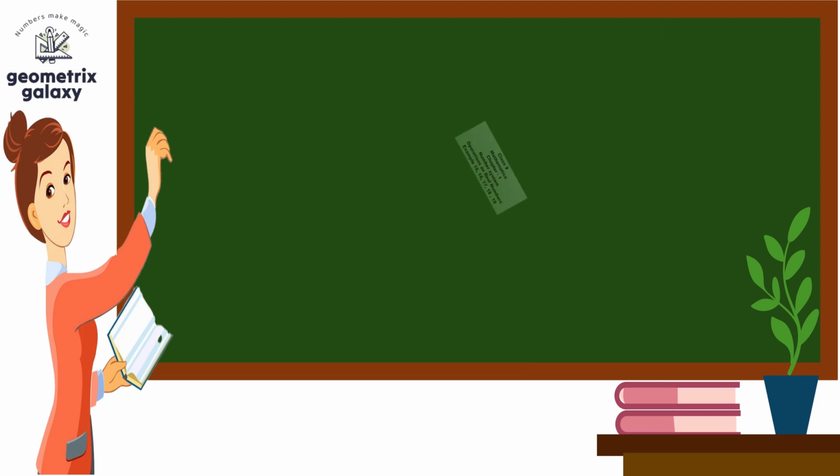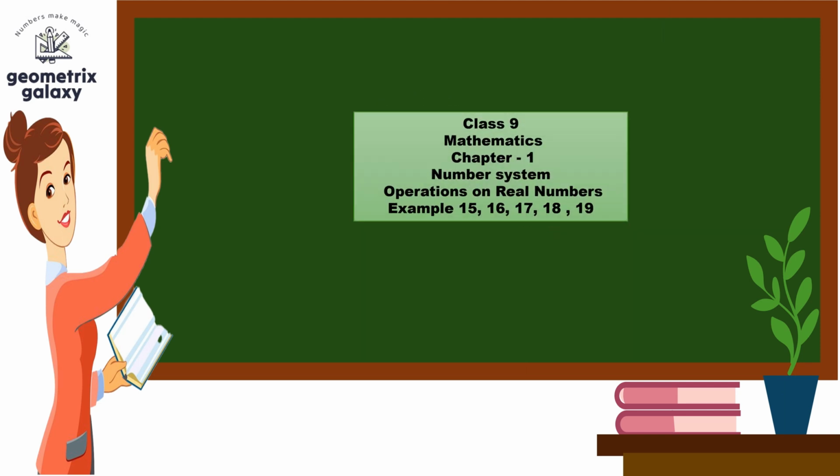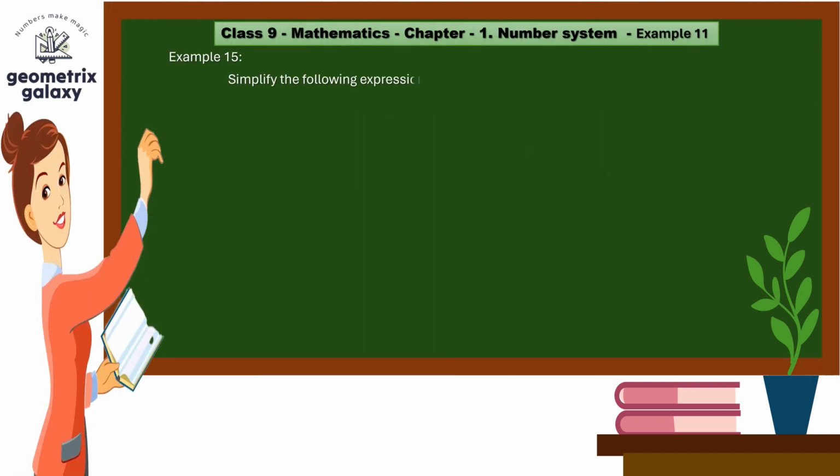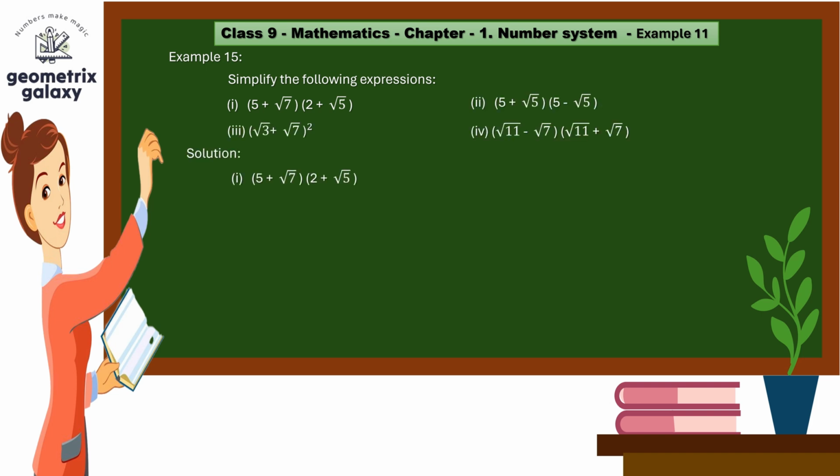Today we are going to study chapter 1, number system, operations on real numbers, examples 15, 16, 17, 18 and 19. Here is our example 15. Simplify the following expressions. There are 4 subdivisions. We can see one by one. Subdivision 1: (5 plus root 7) into (2 plus root 5).